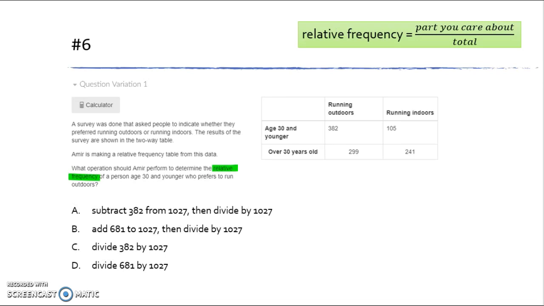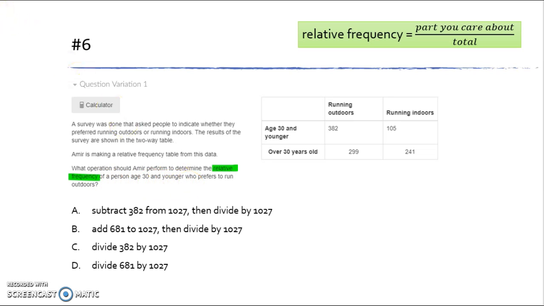Number 6 gives you a two-way table, a frequency table, and it says that a survey was done that asked people to indicate whether they preferred running outdoors or indoors. What operation should this person, Amir, perform to determine the relative frequency of a person age 30 and younger who prefers to run outdoors? What we're trying to find is the relative frequency, which is the part that you care about divided by the total number of people that you're looking at. So this question says, I'm finding the relative frequency of a person age 30 and younger who prefers to run outdoors.